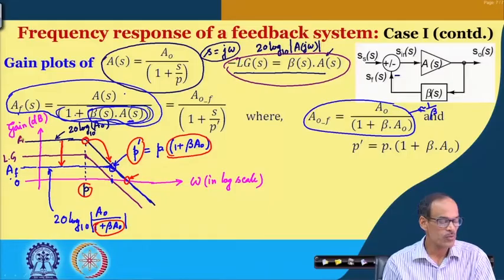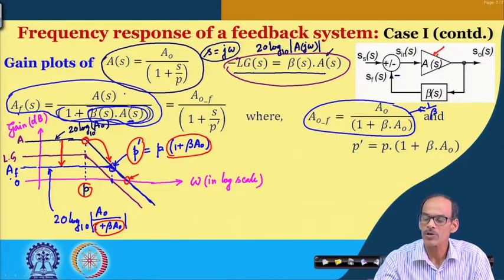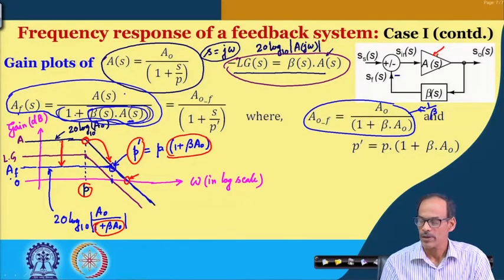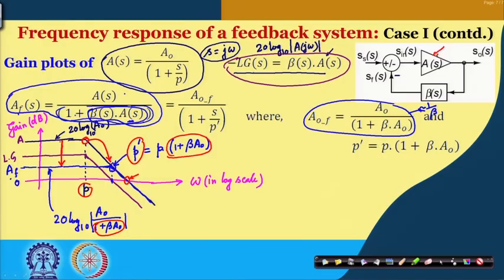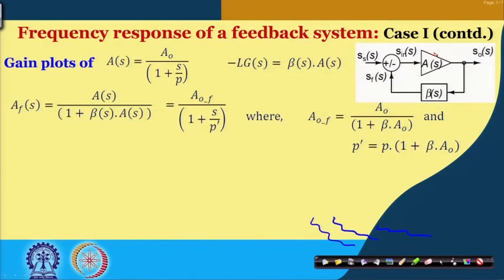So, this is what we are expecting, that if there is any pole in A, the corresponding pole of AF will be getting shifted by this factor 1 plus beta into A. Now, let me try to plot the phase also. Yeah. So, gain we have, okay. So, we do have the gain plot.